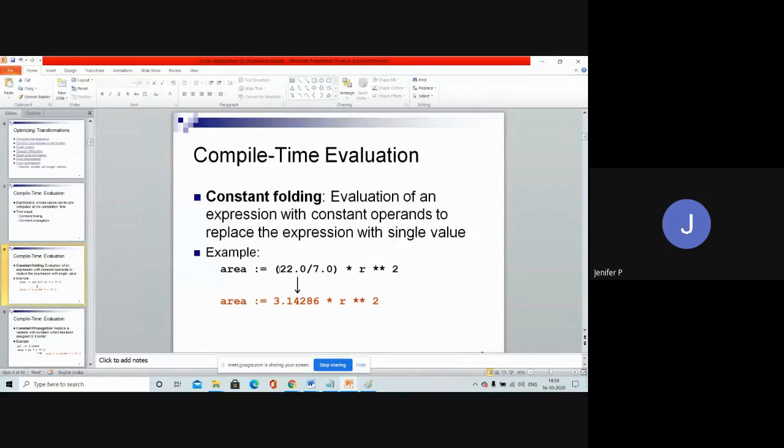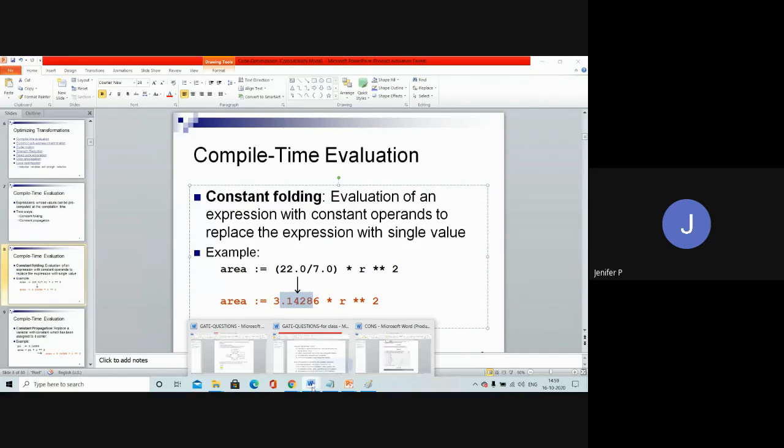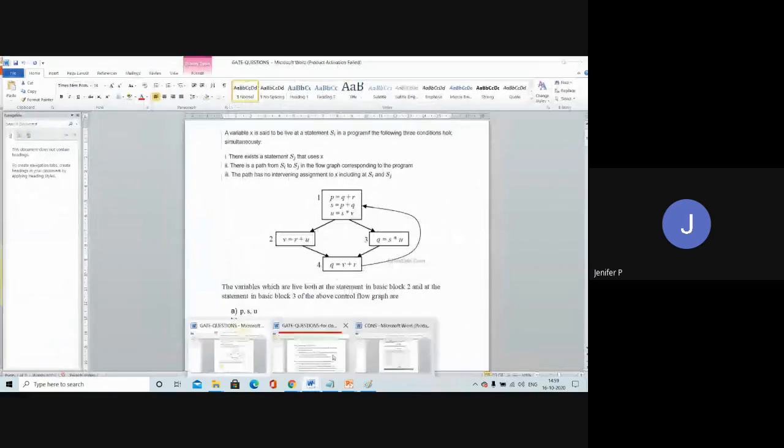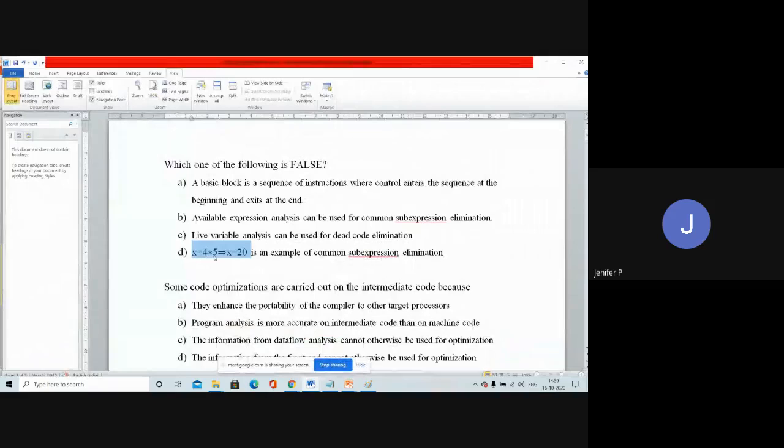See what they have done: 22.0 divided by 7.0 can be replaced by 3.14286. It is the same as what is given here, right? That is, x equal to 4 into 5 can be replaced by x equal to 20.